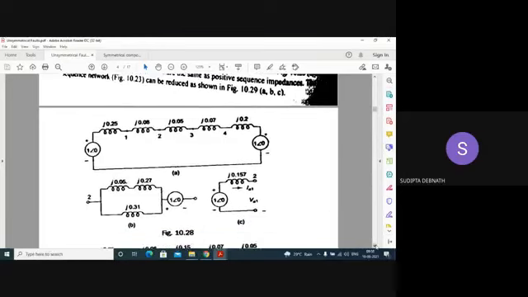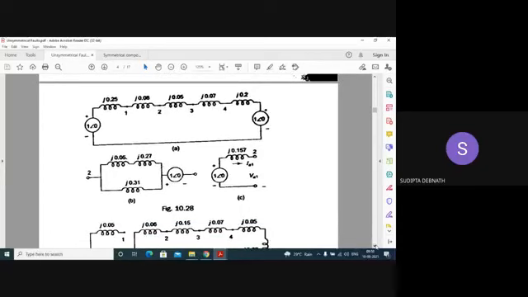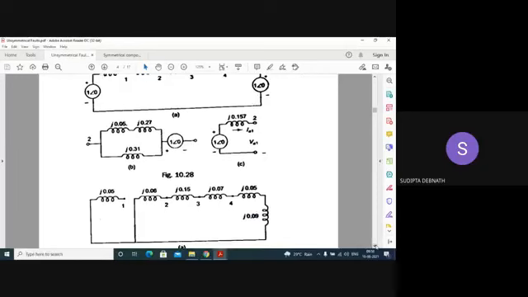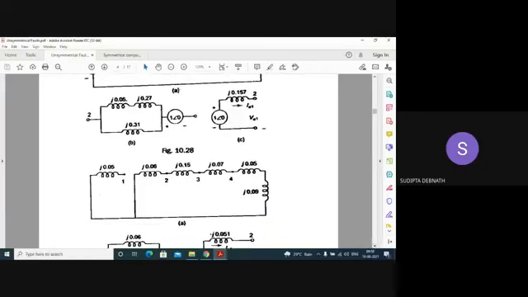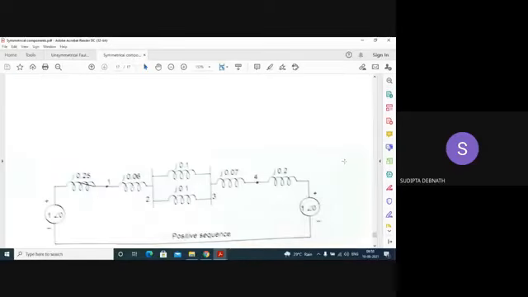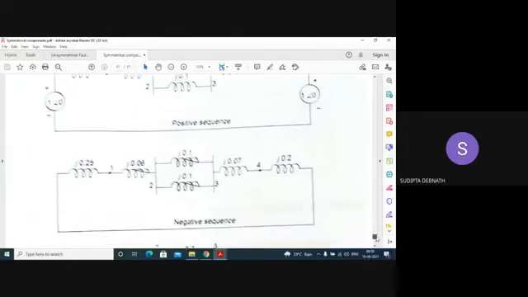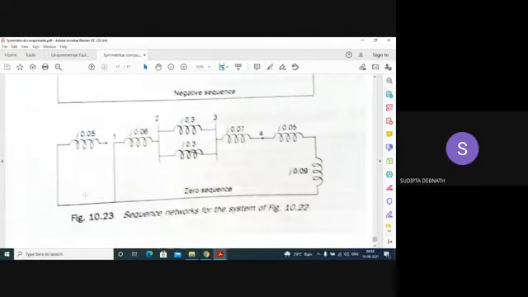Similarly, what will be the negative sequence? Negative sequence will be the same except the source will not be there. And for the zero sequence, what will be the value? For the zero sequence, again you see why it is disconnected here and all the points are connected. See, from here also you can see it is disconnected.